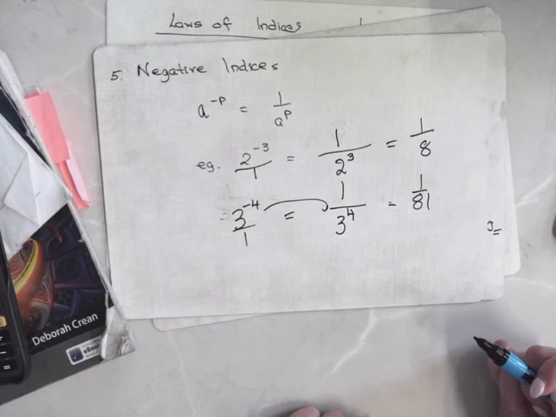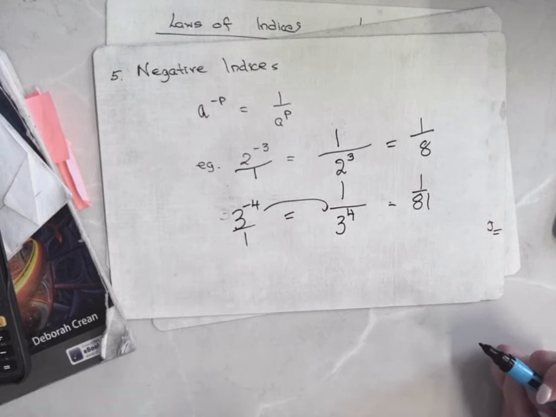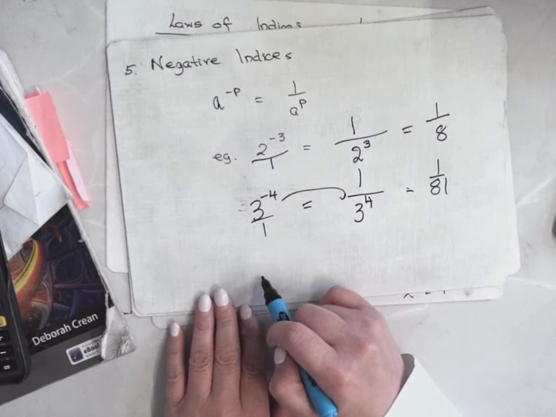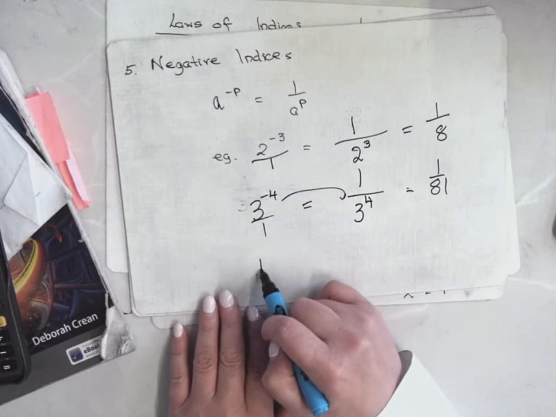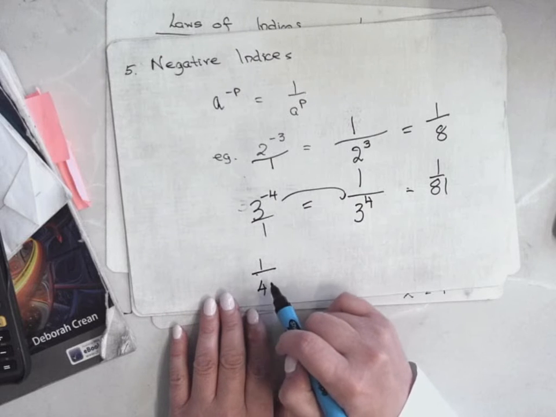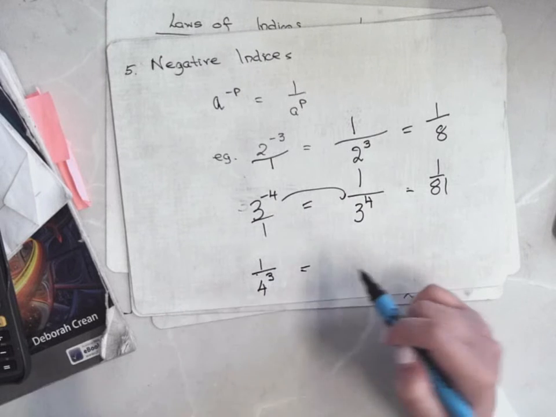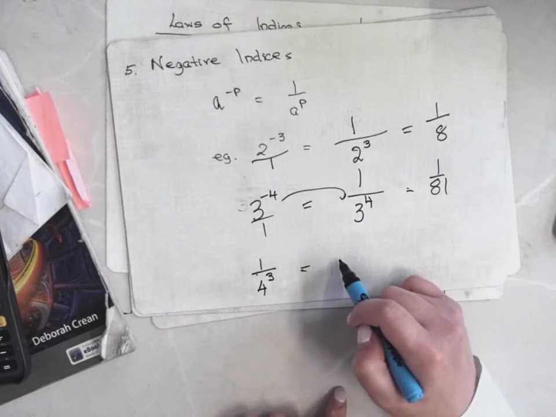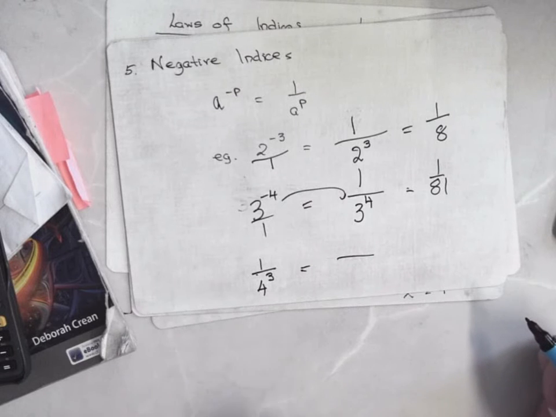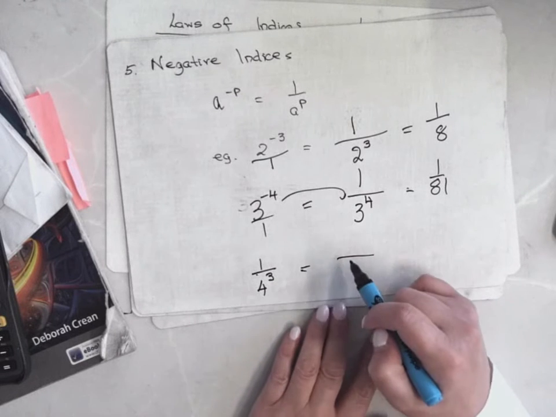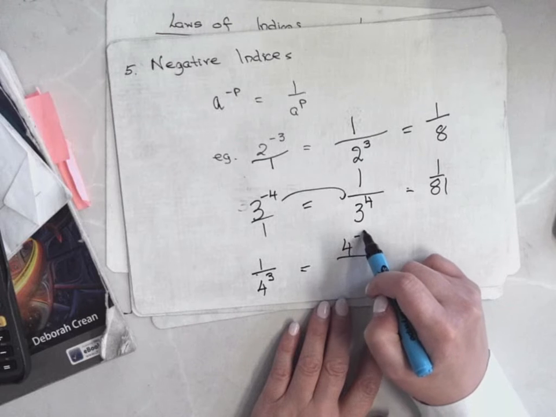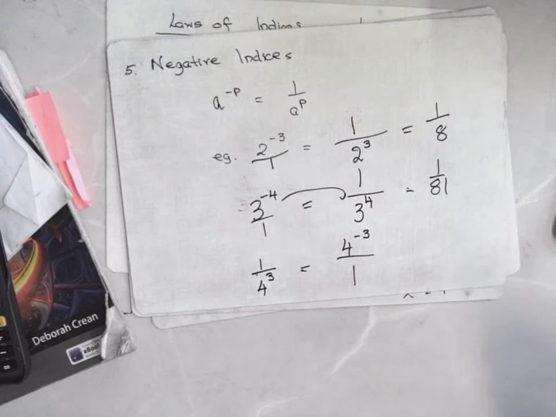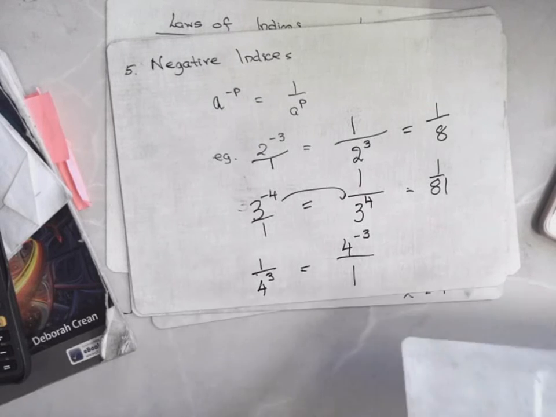Is that right? Okay, so if it's negative, you can move it. And sometimes if it's positive, you can move it. Like if it was 1 all over 4 to the power of 3, I can still move it. It doesn't have to be negative to move. It's downstairs at the moment, isn't it? So what I can do is bring it upstairs. If I brought that upstairs, what would it become? 4 to the power of minus 3. And there's nothing downstairs, so you can put in a 1 if you want.